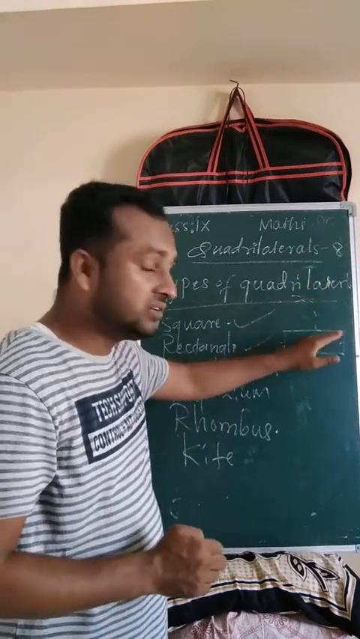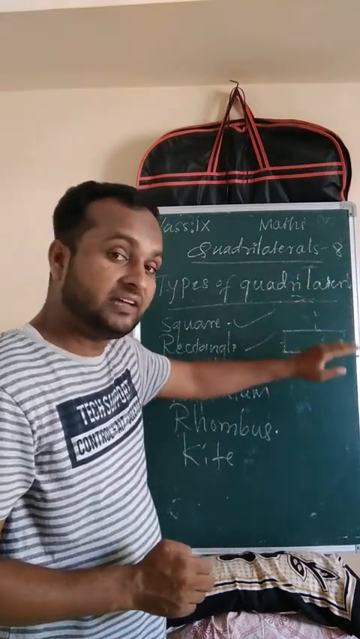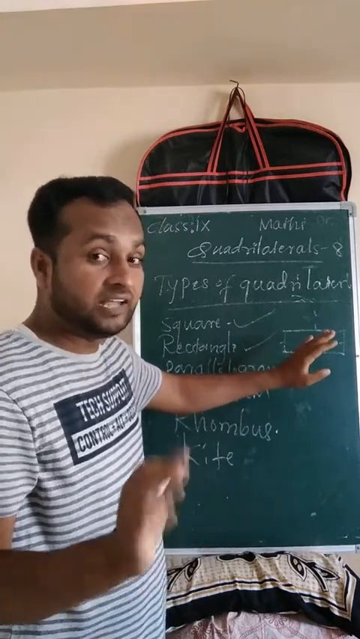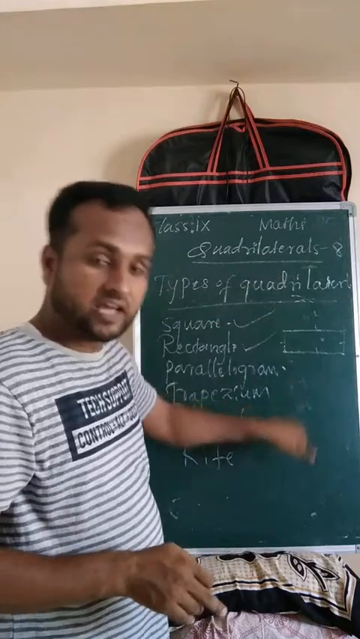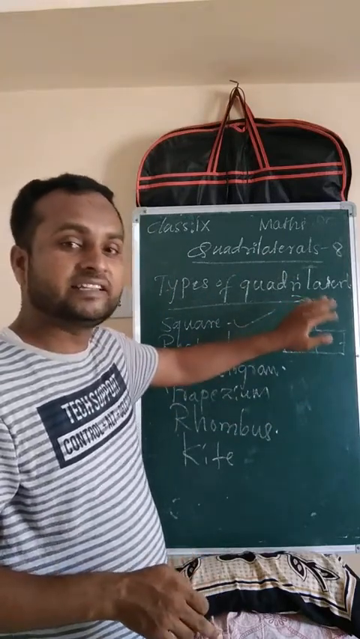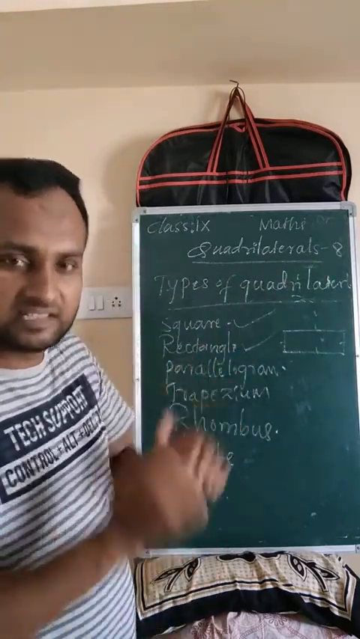Here also diagonals bisect each other and diagonals are equal. But diagonals do not bisect each other at perpendicular, whereas in the square, diagonals bisect each other at perpendicular. This is the difference here.